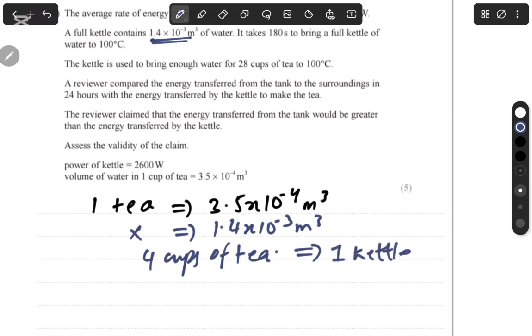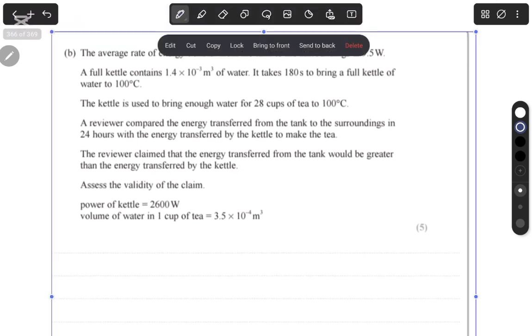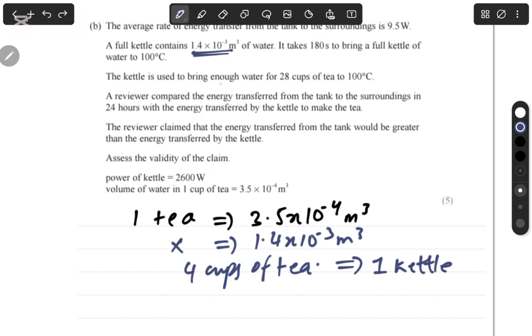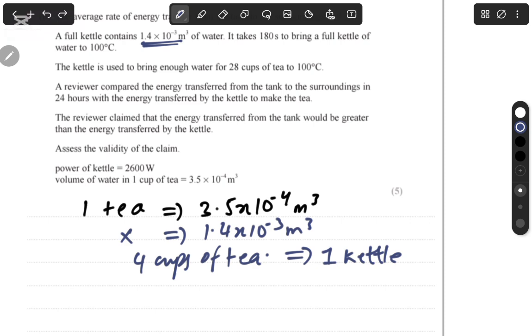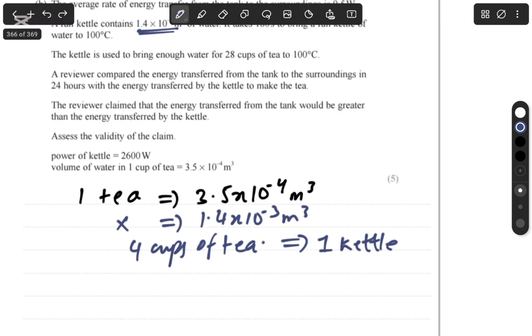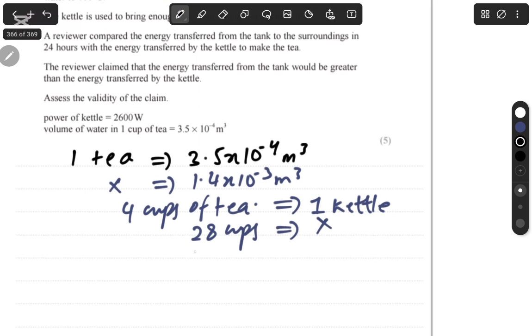Now we have the kettle is used to bring enough water for 28 cups. This is where I think they didn't phrase the question that well, but okay. So for 28 cups, how many kettles do I need? I'm going to put X. So when you cross multiply, you will see that you need 7 kettles, or you have to heat the water in the kettle 7 times.